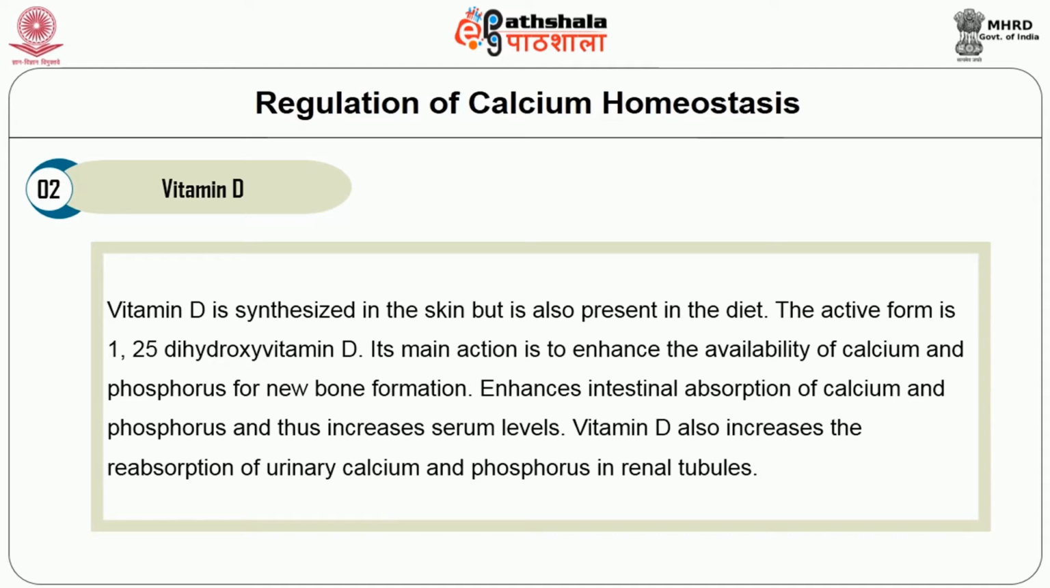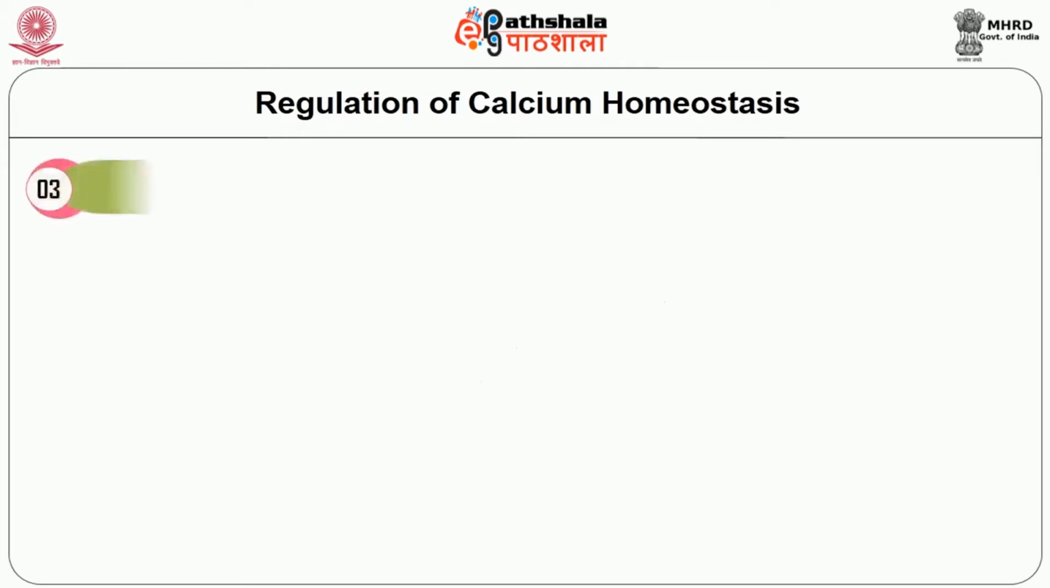Vitamin D is going to enhance your intestinal absorption of calcium as well as phosphorus, and thus it is going to increase your serum levels. Vitamin D also increases the reabsorption of urinary calcium and phosphorus in the renal tubules.